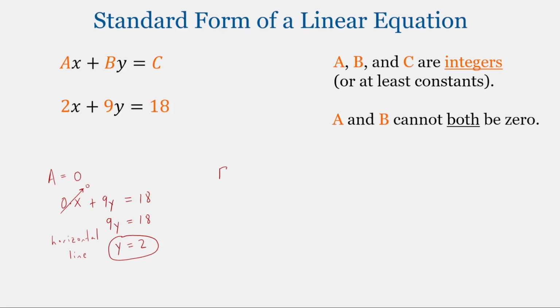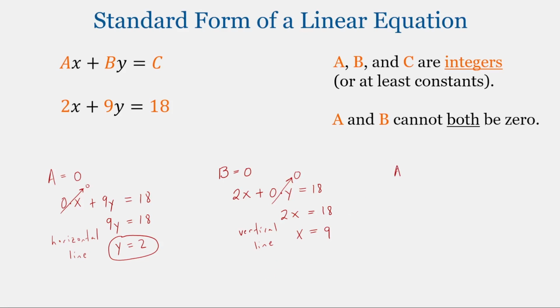Now if we do the same thing, but in this case we let B equal 0. We'll take this same equation. We'll have 2x, and then instead of a 9, we'll replace this with a 0. So we'll have 2x plus 0 times y equal to 18. Again, anything multiplied by 0 is 0. So now we have 2x equal to 18. And this is x equal to 9. And that's okay, that's a line. That's a vertical line.